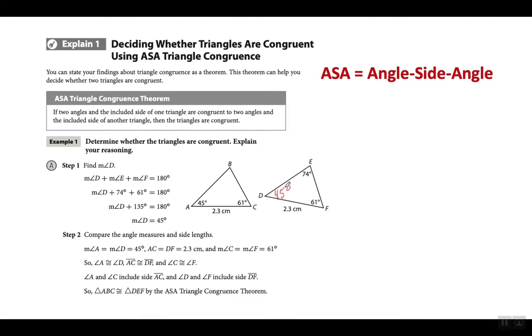Anyways, once I know that, the whole point of this exercise was for you to realize that these two triangles are congruent because of the ASA triangle congruence theorem, because they have this angle, this side, and this angle equal to this angle, this side, and this angle. The two triangles are congruent by the ASA triangle congruence theorem.